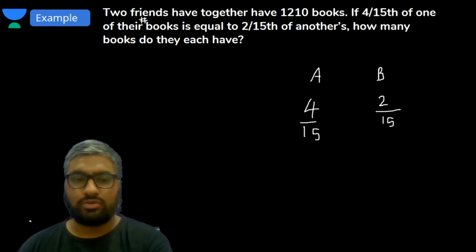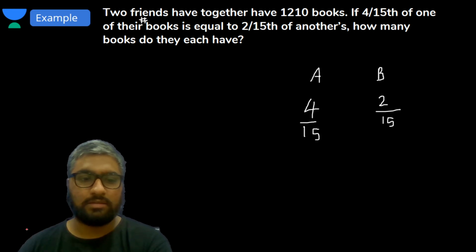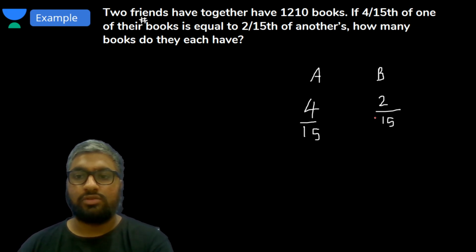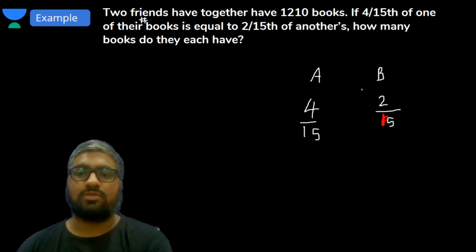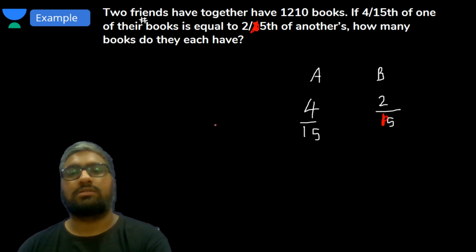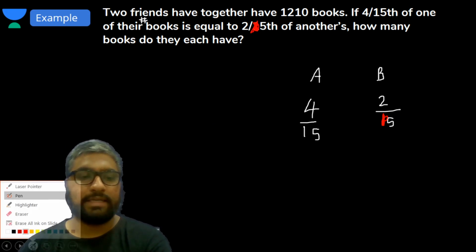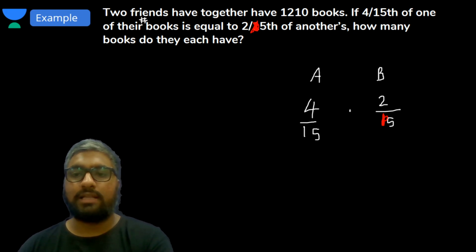I think it's supposed to be 4/15 and 2/5. Yes, a little change in the question. It's 4/15 of one of their books is equal to 2/5 of the other. Okay, a little error in the printing. No issues. So what do you get then? The ratio is what? 4/15 is to 2/5.